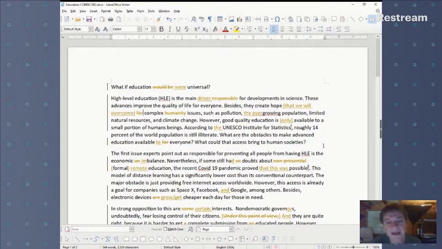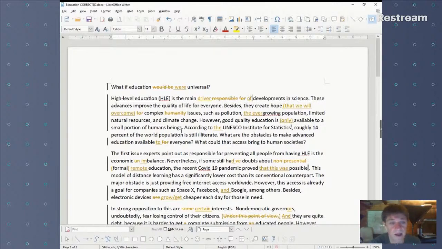High level education is the main driver for developments in science, or the main driver responsible for, that would work actually, the main driver responsible for developments in science. So you can keep that responsible, but you can't say "is the main responsible for developments", because you're saying "is the main adjective" and then "responsible" adjective. We need a noun, yeah? And responsibility is not the correct noun here. Is the main responsibility? No. It's the main driver. Yeah, it drives developments in science. So it's the main driver for developments in science, or maybe the main driver of. In fact, I prefer that, the main driver of developments in science.